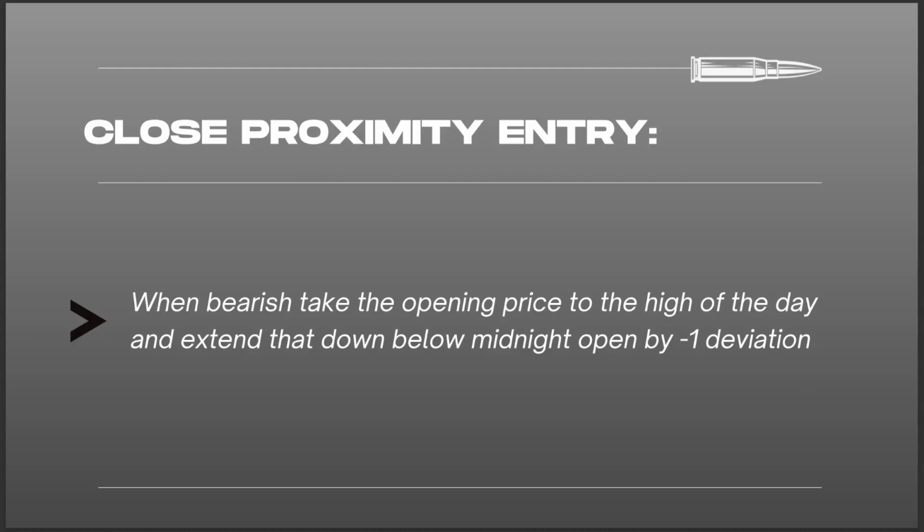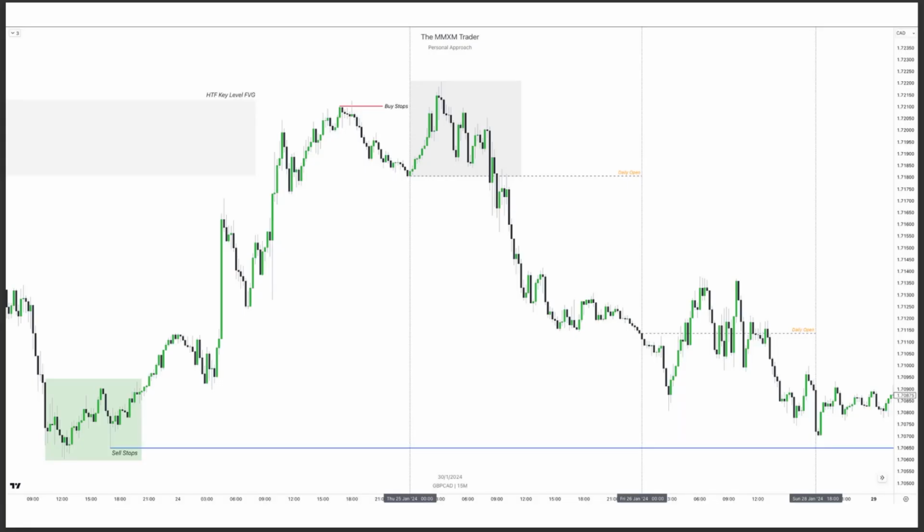Now, what is a close proximity entry? When bearish, take the opening price to the high of the day and then extend it down below midnight open and use one standard deviation of this. So over here we've got a market maker sell model for GBP CAD 15-minute time frame, right? All the things outlined earlier as well. Higher time frame key level, right? Buy stops ran, and now we're going to be focusing on a previous session high or previous session low, right, and then we're going to be talking about the close proximity entry.